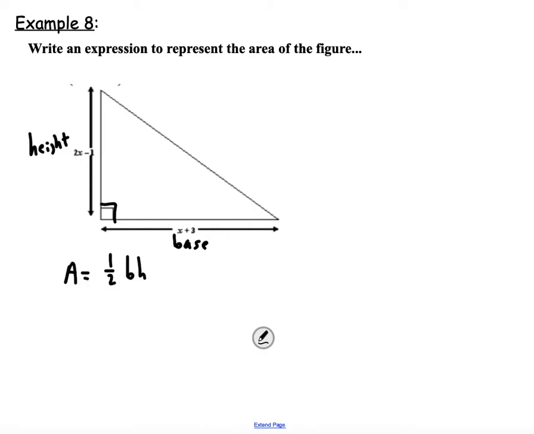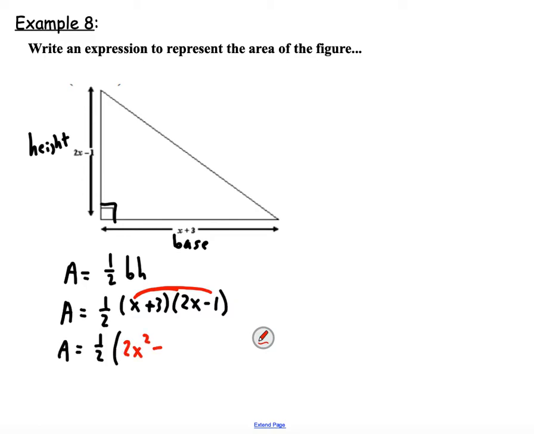All right, so let's put our numbers in there, or our algebraic expressions in this case. So area there is equal to 1/2 times the base times the height. So I'm going to go ahead and multiply x plus 3 times 2x minus 1. And I'm going to leave this 1/2 until the end. So remember how this goes. You can take x and distribute it through the second set of parentheses, or you can use FOIL: first, outer, inner, last. So 2x squared, x times a minus 1 there is a minus x.